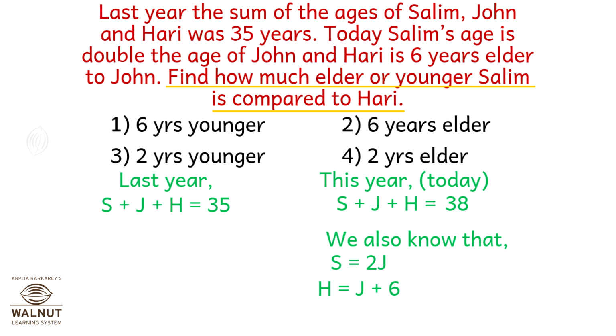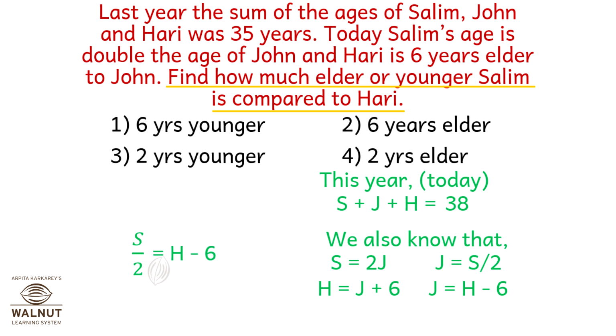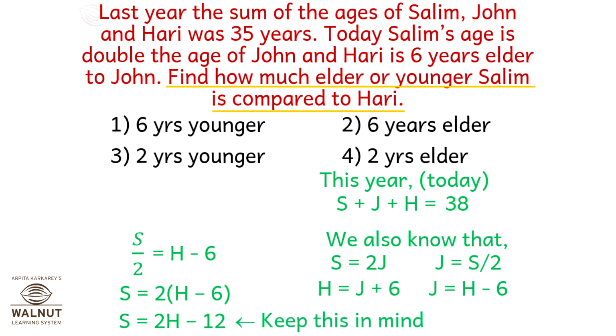We have J is equal to S upon 2 and J is H minus 6. So we have S upon 2 is equal to H minus 6. So we have S is equal to 2 into H minus 6. Therefore S is 2H minus 12. Let's keep this in mind.